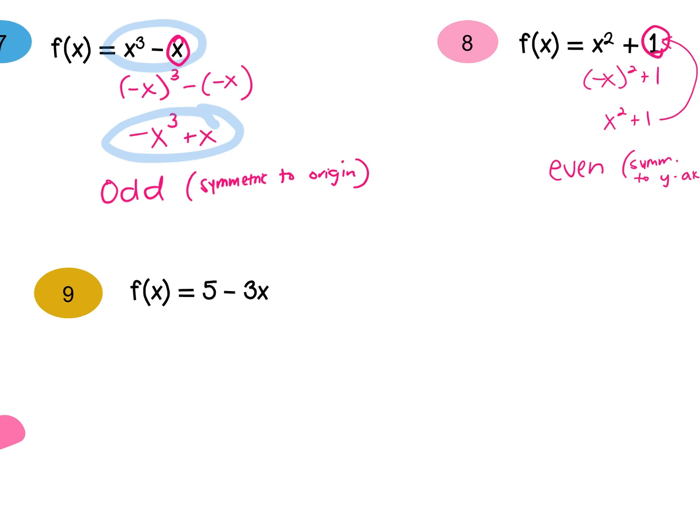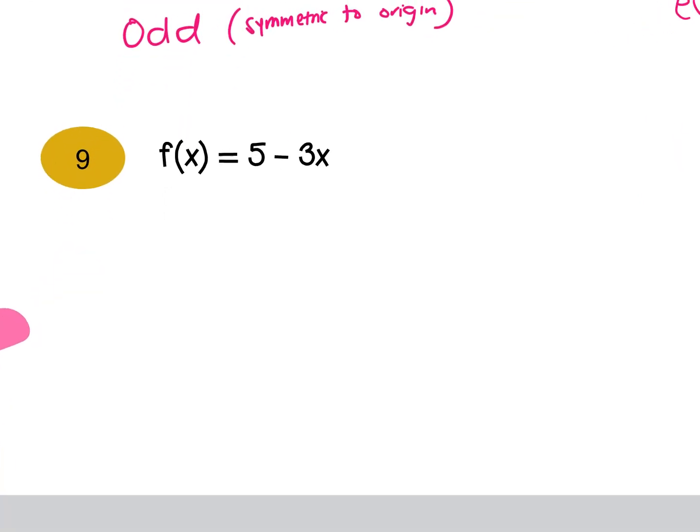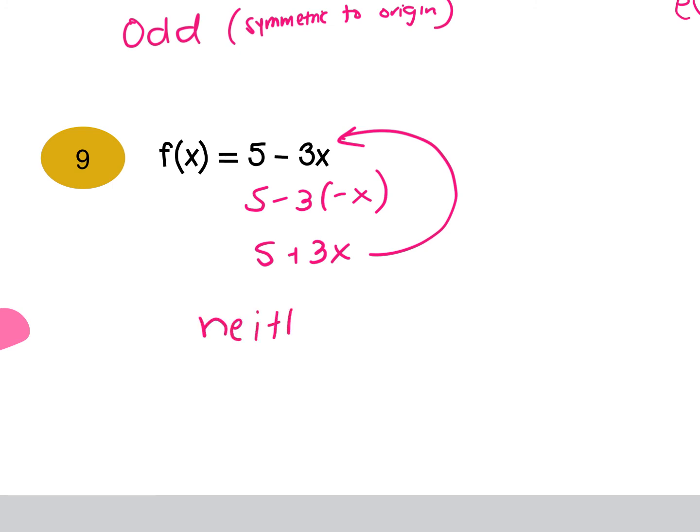All right, 9, obviously, again, a function because there's not even a y there to be raised to an even power or an absolute value. So now I do 5 minus 3 times negative x. What's negative 3 times negative x become? 5 plus 3x. Does this equal the original? No. Are both opposite signs? No. Only one is the opposite sign. The 5 didn't change. So this is a neither scenario. Every term has to change signs in order for it to be odd.